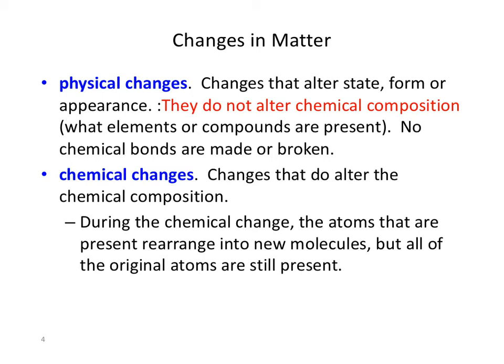Chemical changes are changes that do alter the chemical composition. So during a chemical change, the atoms that are present rearrange to form new molecules or compounds. Of course, as we'll talk about throughout the semester, all of the original atoms are still present, but we're changing how they're connected to one another. So we're changing the chemical composition in the case of chemical changes.